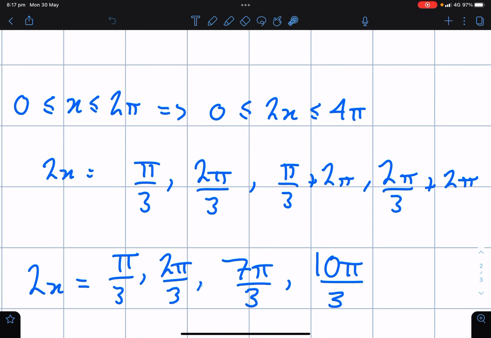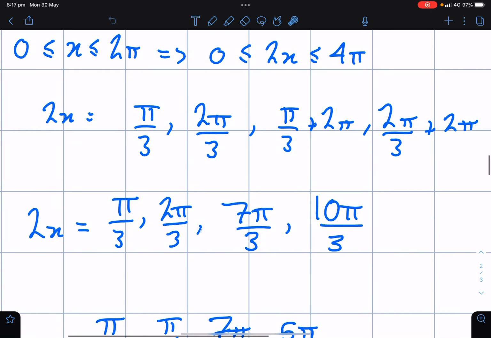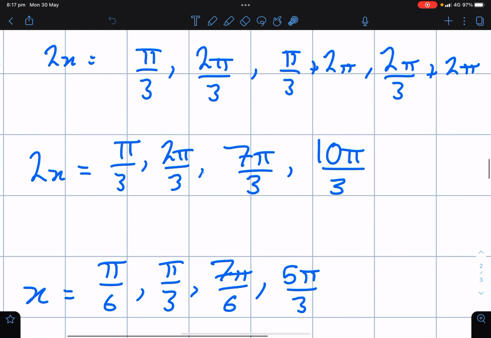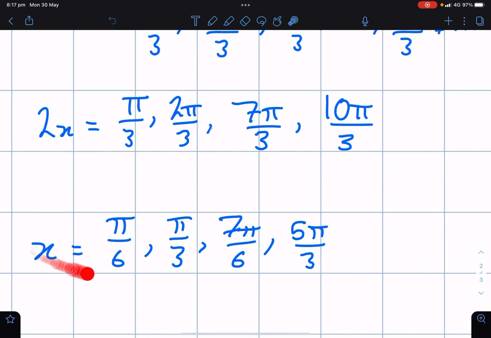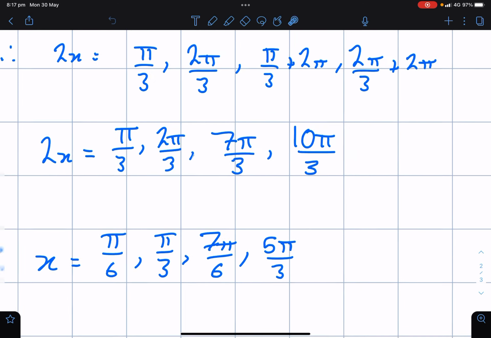All we're going to do is divide through by 2 for every single solution here. So pi on 3 divided by 2 is pi on 6. 2 pi on 3 divided by 2 is pi on 3. 7 pi on 3 divided by 2 is 7 pi on 6. 10 pi on 3 divided by 2 is 5 pi on 3. So that's how we get our x value by itself.